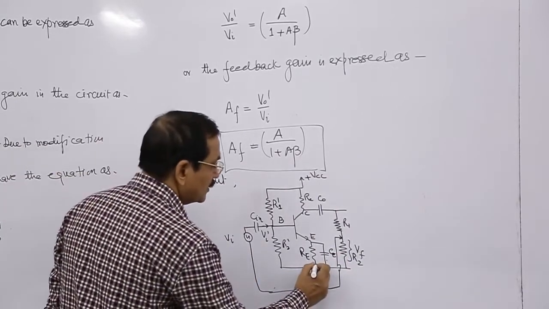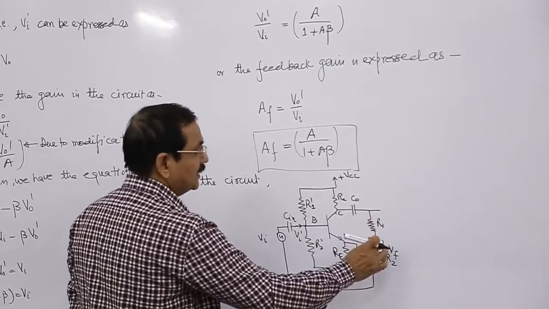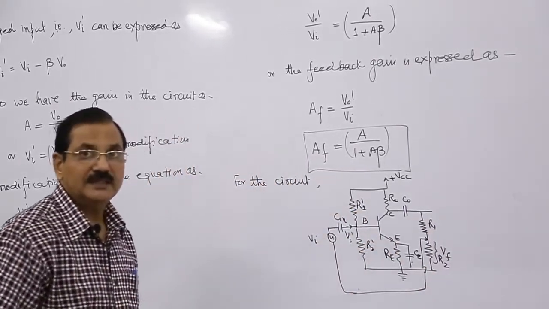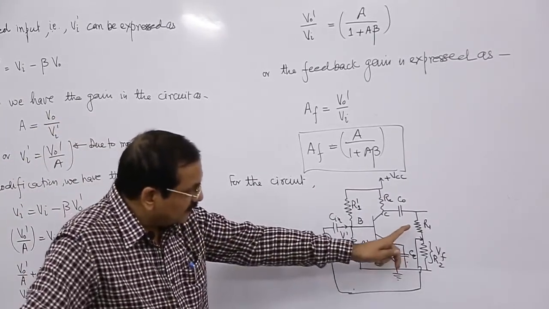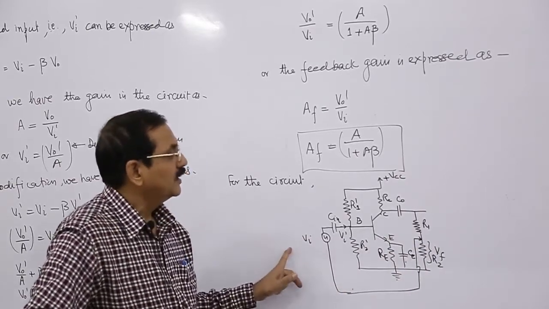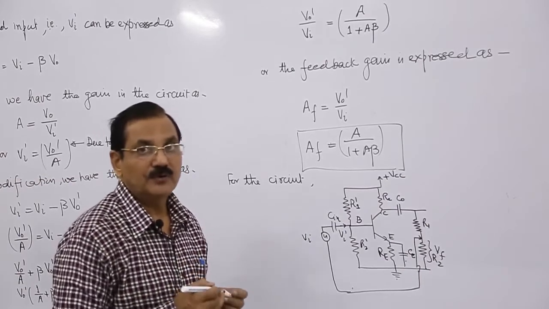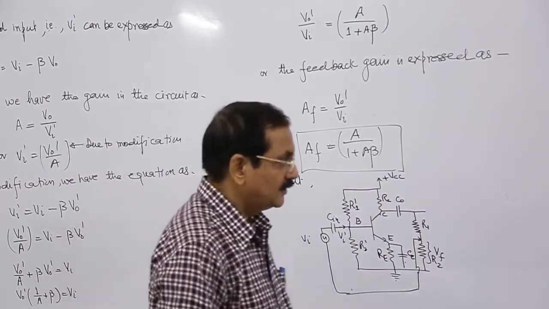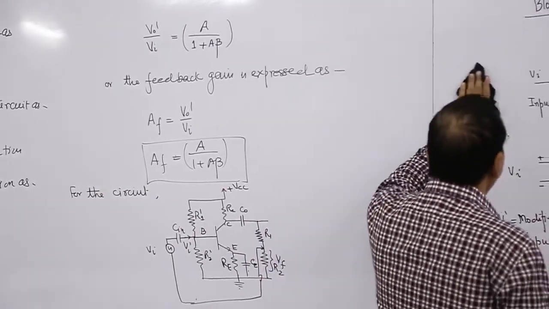Now it is grounded. So this part of the input is feedback to the circuit. And this kind of mechanism, where we are putting this voltage in the input, is termed as the series voltage feedback. So on the basis of the feedback nature, we can have this one.